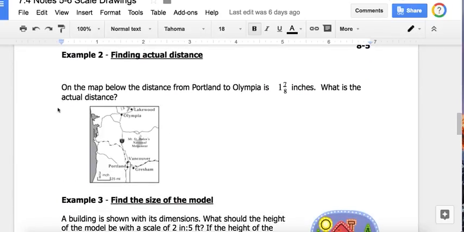Moving on to number 2. Now we have to read the problem, and then look at the map to pull off some information. It says on the map below, the distance from Portland to Olympia is 1 7/8 inches. What is the actual distance? I have to look at the scale on the map and use that to figure out how many miles 1 7/8 inches is. So let's underline what is the actual distance. If I look down here, I see 3/8 inch is 25 miles. 3/8 is a fraction, so we need to convert it to a decimal.